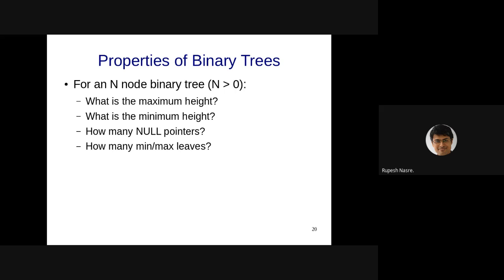Okay, so how many null pointers exist in this n node binary tree? Will it always be fixed? Will it be some specific function of n? Any suggestions? Okay, Abhishek says it will vary.